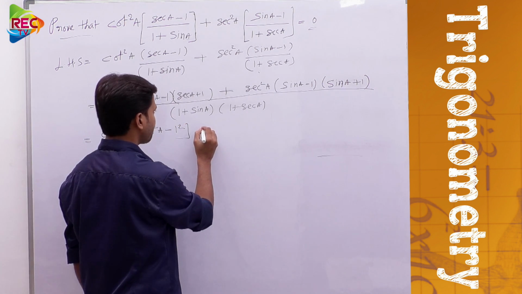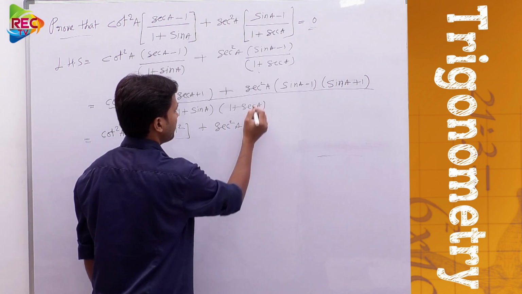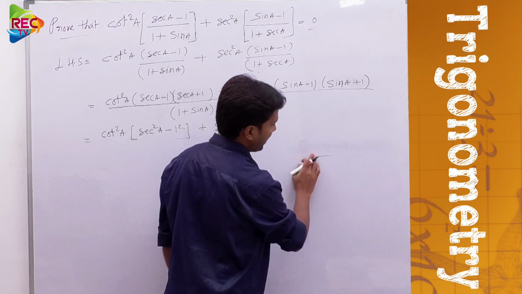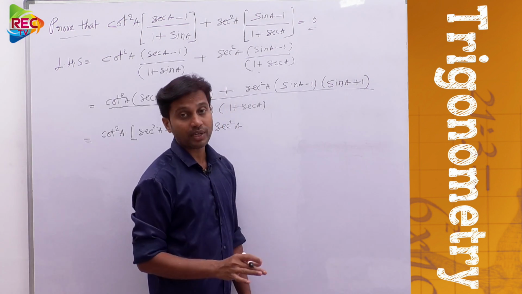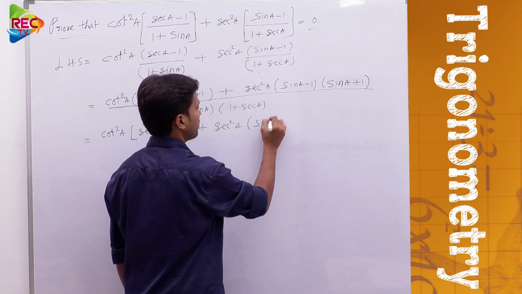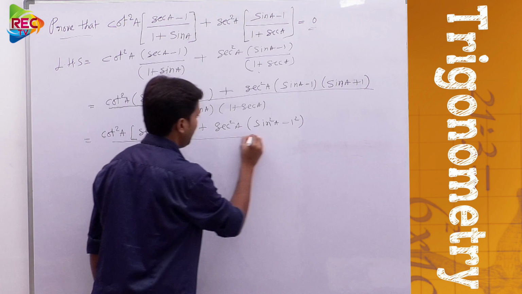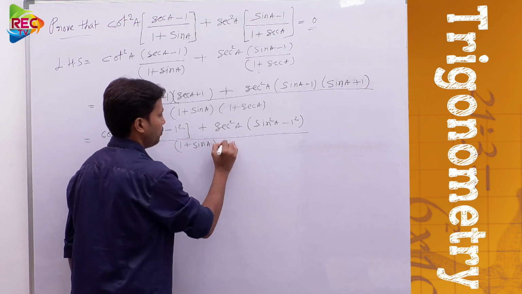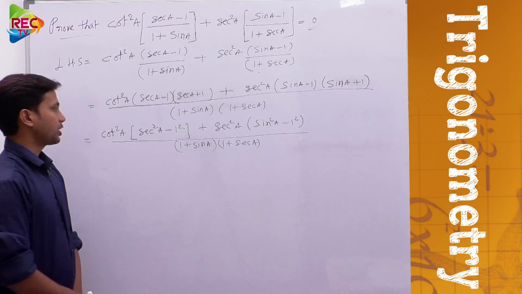Now plus secant square A, this term. This is again in the form of sin A minus 1 into sin A plus 1, so again it is in the format of a minus b into a plus b. We can write it as a square minus b square. So this is sin square A minus 1 square, by 1 plus sin A into 1 plus secant A. This is one more expression.